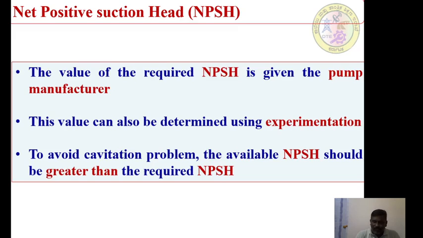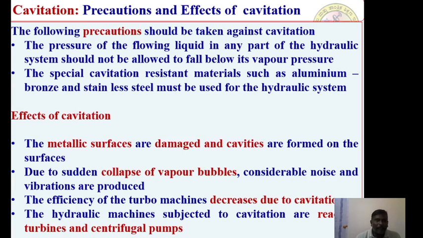When we discuss this, the value of the required NPSH is given by the pump manufacturer. So you can ask one question: net positive suction head, is it possible to determine? Yes, experimentally it can be determined. But once you are designing a system, the pump designer has to highlight what the NPSH of that particular pump is. Therefore, to avoid the cavitation problem in a centrifugal pump, especially at the suction side, the available net positive suction head should be greater than the required net positive suction head. This is a very important concept. Therefore, the net positive suction head plays a very important role in the performance of a centrifugal pump.